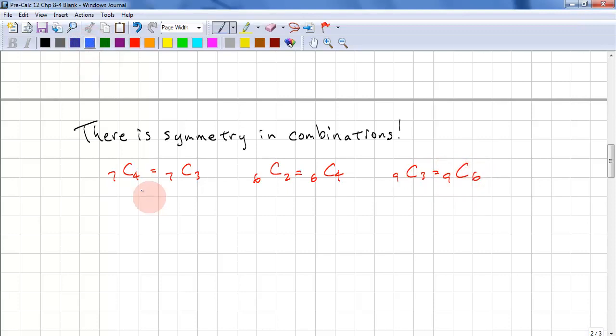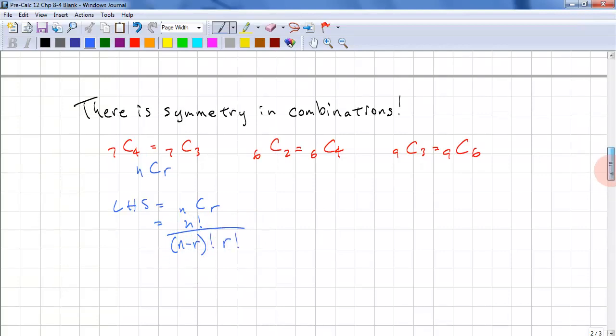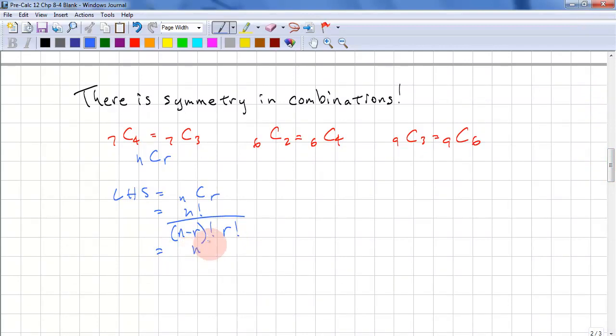So what do we have? We have n choose r. So, left-hand side, we're going to prove this, equals n choose n minus r. Okay, so this is n factorial over n minus r factorial times r factorial. Now we're just going to rearrange the bottom, n factorial over r factorial times n minus r factorial. Here's the slightly tricky part.